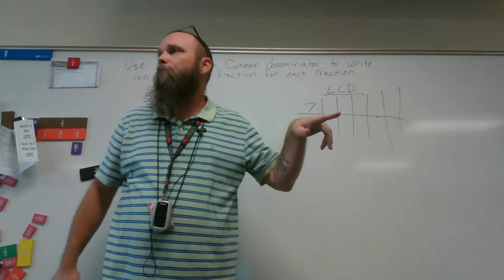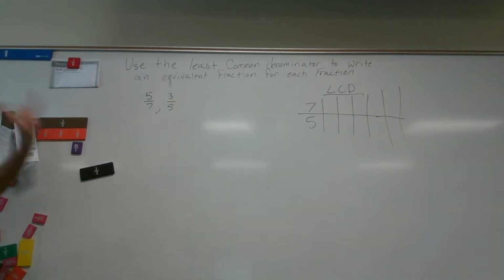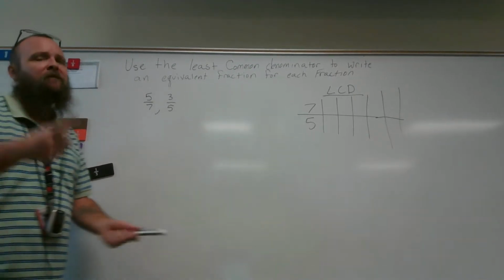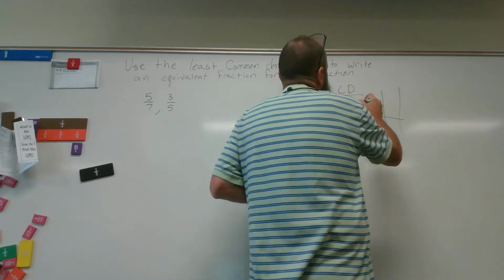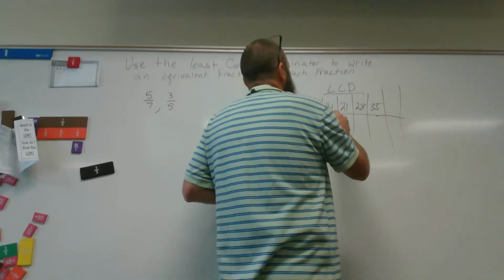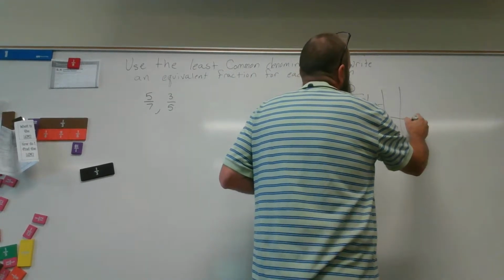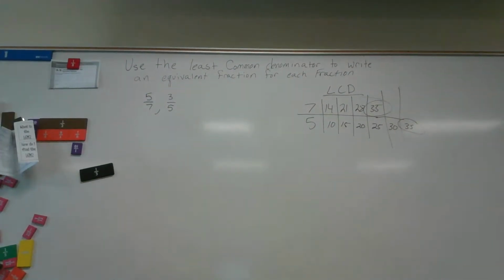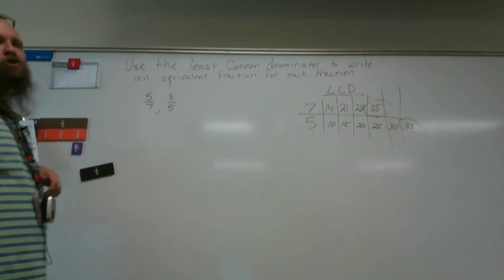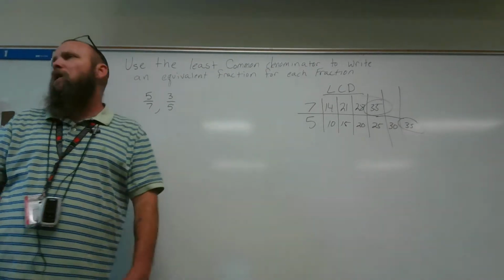All right, so Tatum, we have our denominators of 7 and 5. What do you think our least common denominator is going to be? 35. Let's see if Tatum's right. We have 7, 14, 21, 28, 35 there. We have 5, 10, 15, 20, 25, 30, 35. There is my least common denominator of 35. Boom. Shakalaka, we got it.